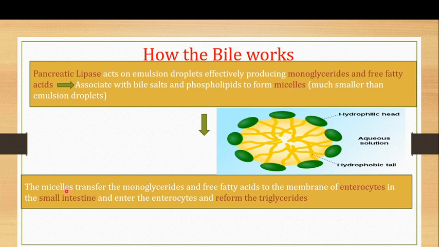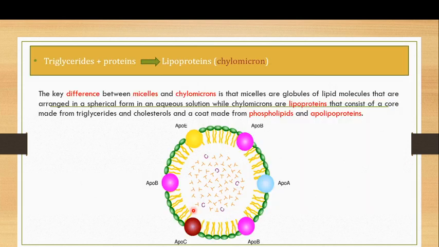Now what the micelles do is that they transfer the monoglyceride and the free fatty acids, which are produced by the pancreatic lipase, to the membrane of the enterocytes in the small intestine. And at the membrane of the enterocytes, they enter into the enterocytes, and when they are there in the enterocytes, they are going to form the triglyceride again.